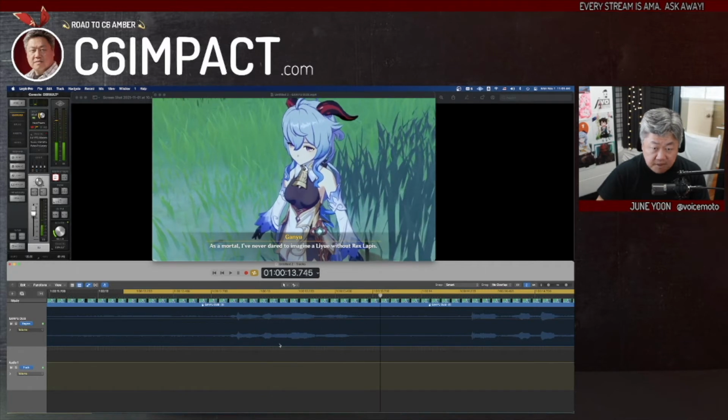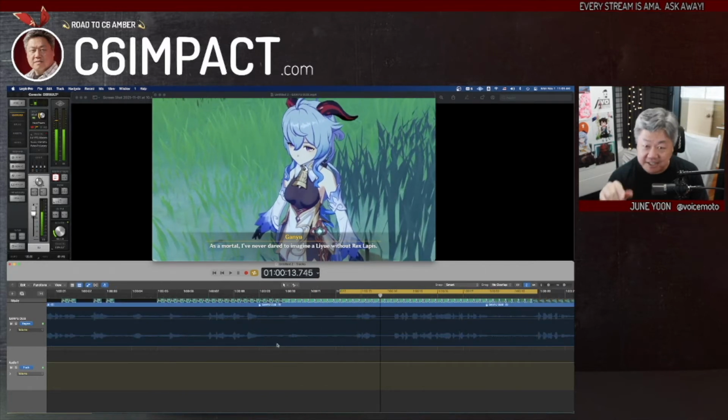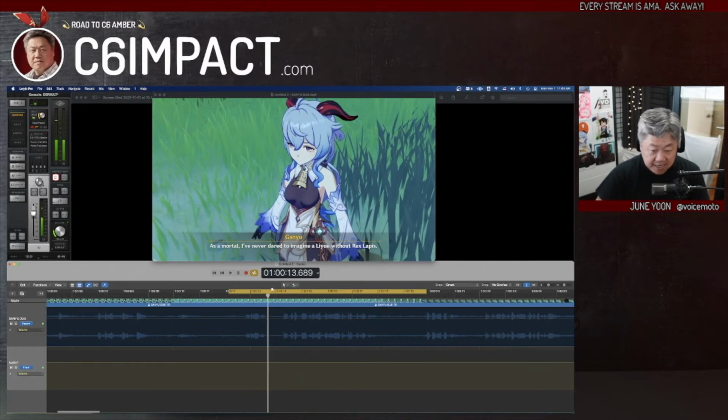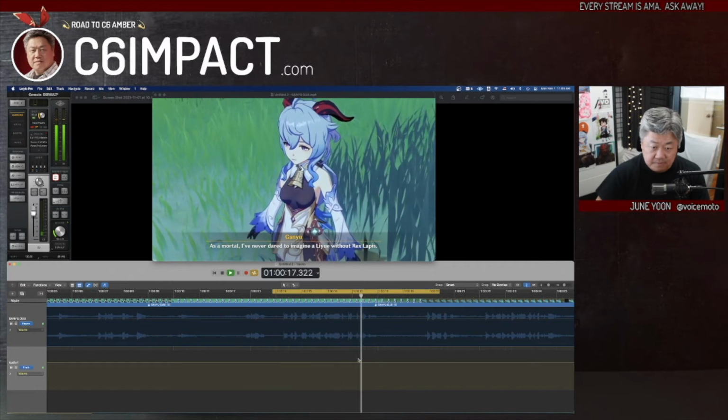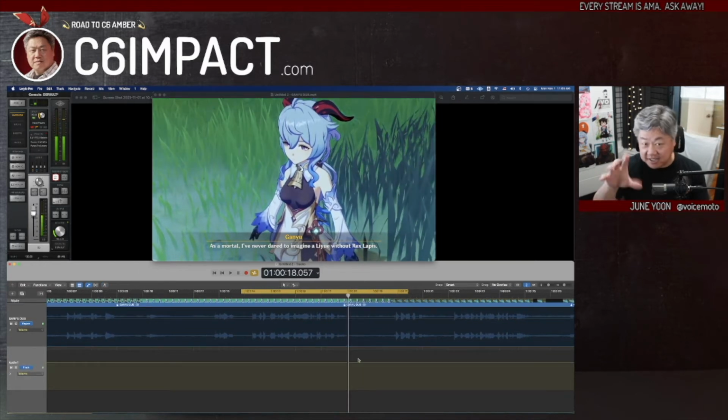As a mortal. That makes sense, right? You can see the mouth moving as a mortal. And then the second part as well. I've never dared to imagine a Liyue without Rex Lapis. You can see the English lines are being spoken, and there's some places where the mouth is closed and some places where it's talking.